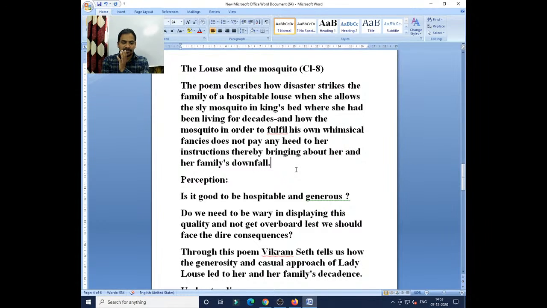Then we'll start. I'll show you the poem tomorrow and teach you, and today just some questions that can come out of the story and poem that we are going to discuss. The particular story gives you a message. When you read the poem The Louse and the Mosquito, if we discuss the character Louse, she had been living in the king's palace over a period of decades, more than 10 years. It has been mentioned in your text.